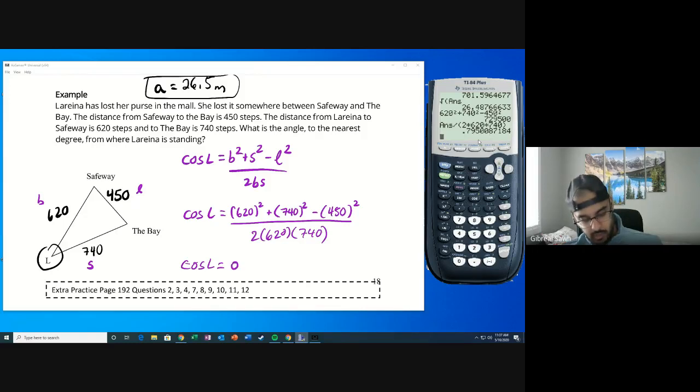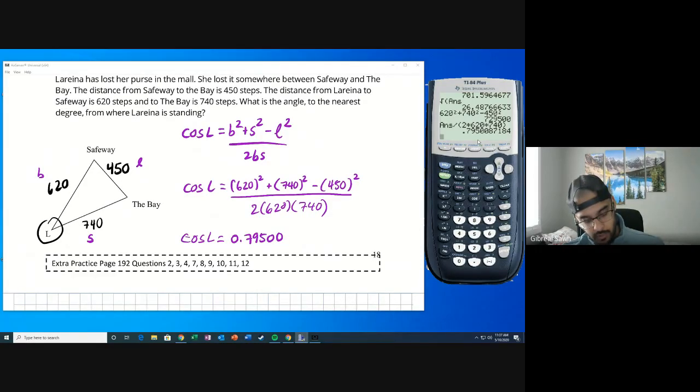So 0.79500. Now one more step, make sure you do the inverse. So angle L equals inverse cosine. Sometimes you just hit the wrong one. About 37 degrees. We are asked for the nearest whole degree, so 37 degrees is the angle in question.